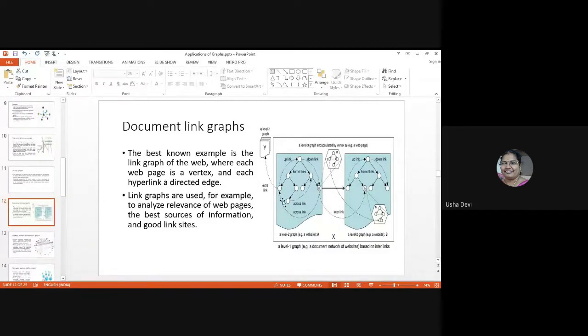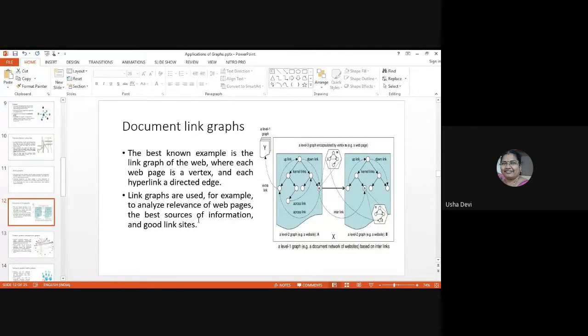Once you get the actual information, it stops and won't go further. It starts from one server and keeps on referring to multiple servers, and that kind of link comes under the document link graph. So this is for analyzing the relevance of web pages.